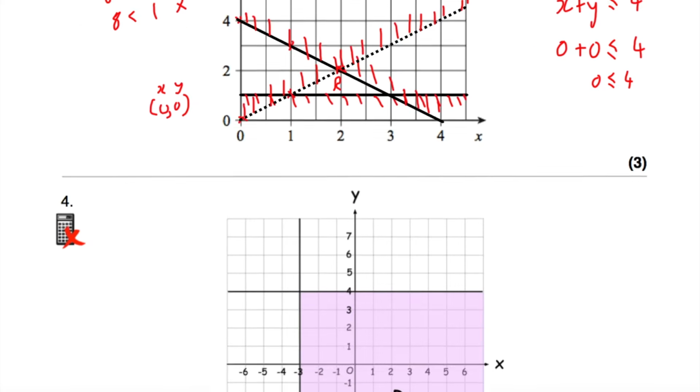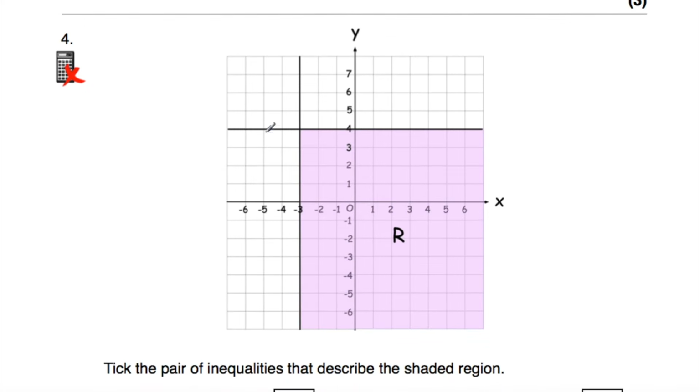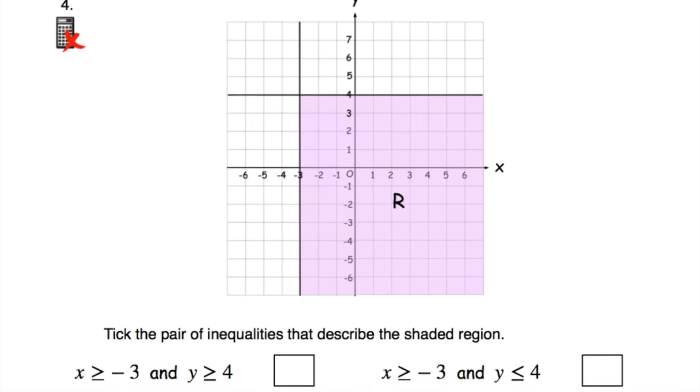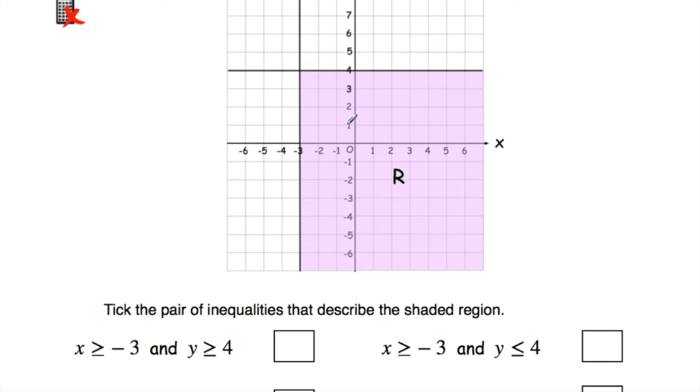Okay, let's look at our next question, question number 4. We've got these two lines here, and we've got this region shaded in and marked with an R there. The question says, tick the pair of inequalities that describe the shaded region. So we want to describe this shaded region. This is the region R that they want us to describe. We need to pick which of the inequalities would represent that region.